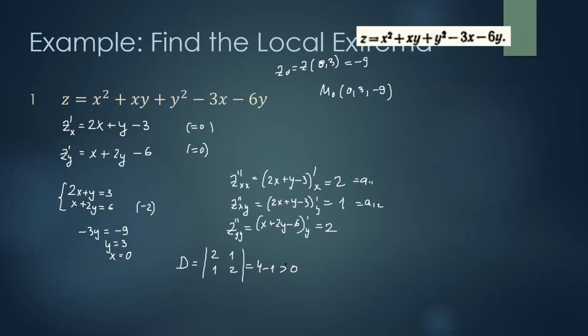So this means there is an extremum point, and we see that a11 is 2, it is positive. So from this, we can make the conclusion that we have a minimum point. So M0 is a minimum point with coordinates 0, 3, minus 9. This is the minimum point of the function.